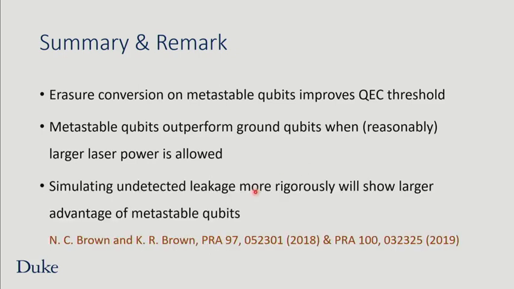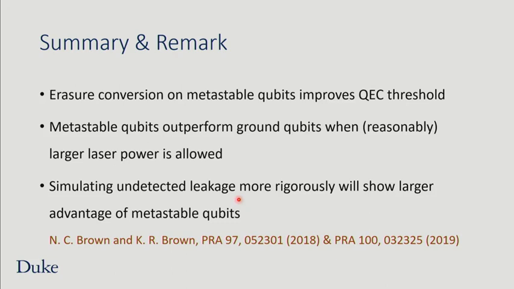By the way, here, a remark is that we're simulating undetected leakage as we treat them as depolarizing error. However, we all know it's not. So if we simulate this more rigorously, then we believe that the advantage of metastable qubits should actually be much larger because, for ground qubits, most of it is undetected leakage, but for metastable qubits, most of them are erasures.